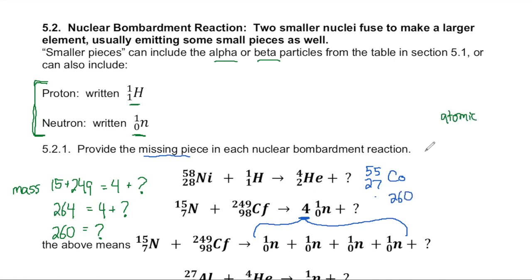Let's go ahead and do the atomic number. I'll do it over here. We have more space. On the left, we have 7 plus 98. And on the right, we have 0 and 0 and 0 and 0. So we have 0 plus the question mark. 7 plus 98 is 105. So we have a rather large element over here. The elemental symbol is Db, that is dubnium. And that is the missing piece in that nuclear bombardment reaction.